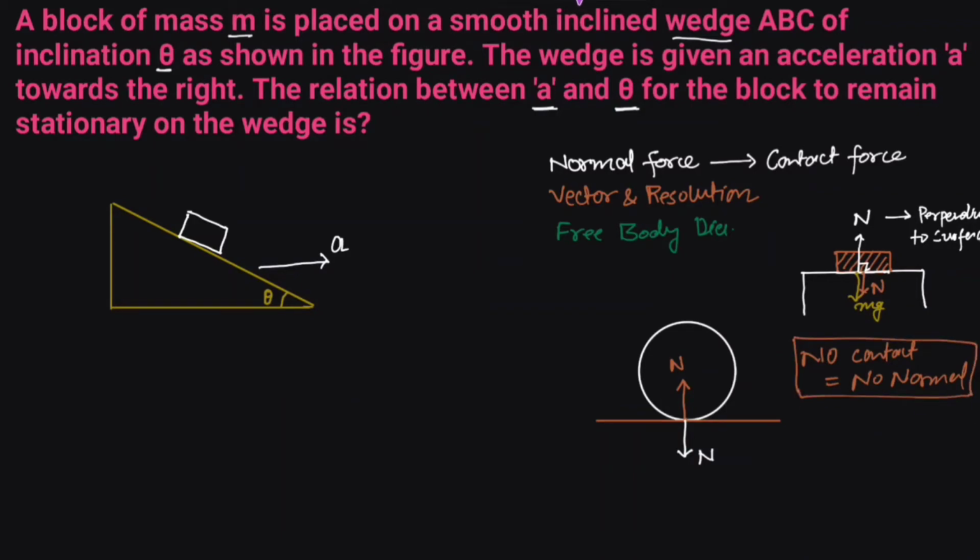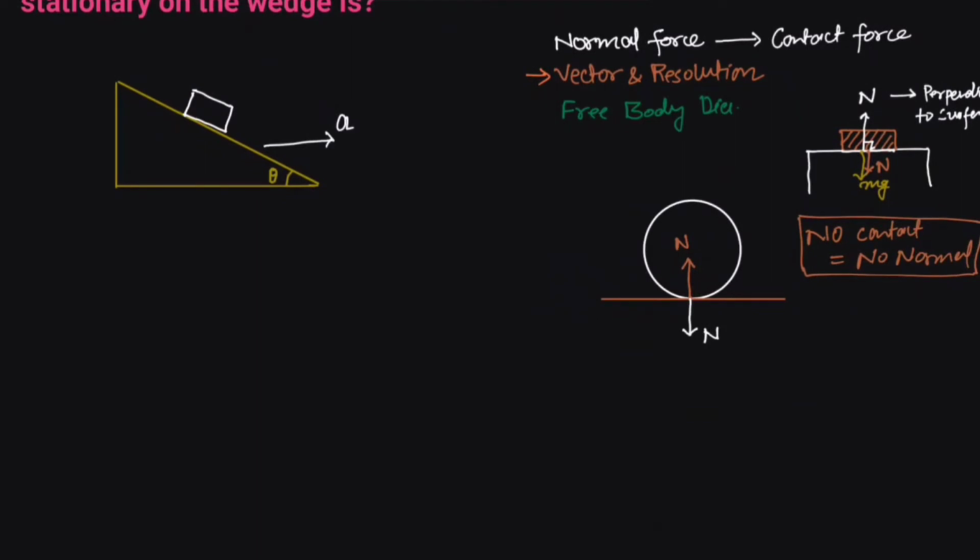Next concept we are discussing is vector and its resolution. We know vector. In physics we have learned two types of quantities, scalar and vector. There is another category called tensor, we will not discuss here.